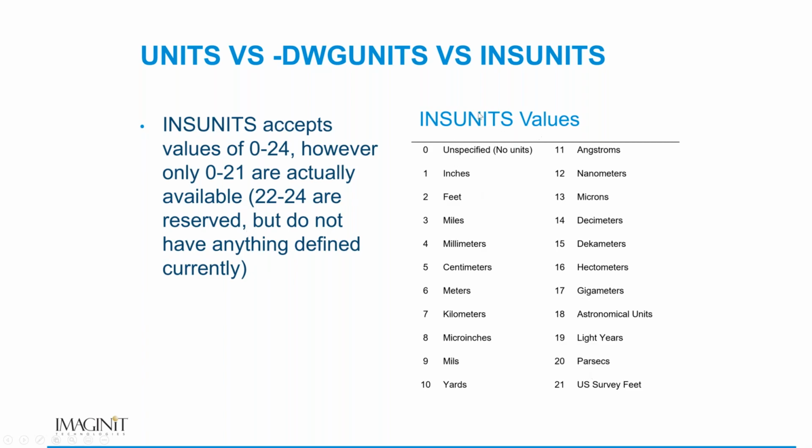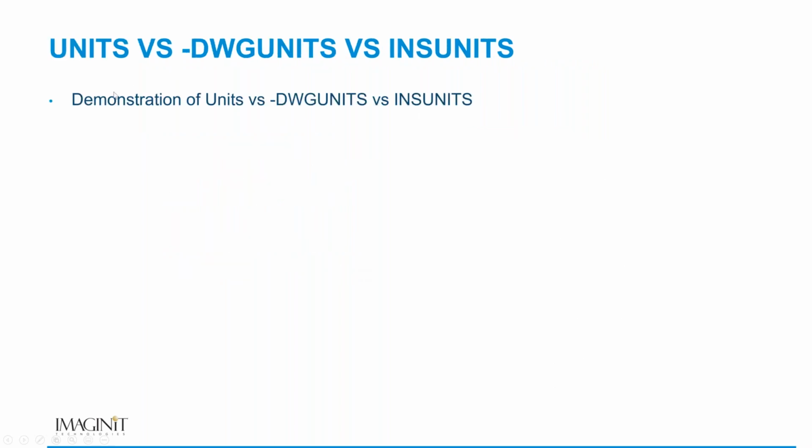So right here are our different INSUNITS, right? If you want to draw in angstroms, go for it. If you want to draw in astronomical units, light years and parsecs, you can actually do that. You're going to have some really interesting drawings, and I'd really like to see anyone drawing in parsecs. Okay, just letting you know. And now we're going to go through a demonstration of UNITS versus -DWGUNITS versus INSUNITS.